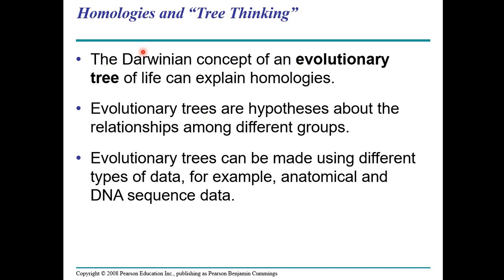Okay, homologies and tree thinking. The Darwinian concept of the evolutionary tree of life can explain homologies. Evolutionary trees are hypotheses. These are just hypotheses because they are still subject to change, subject to improvement or reclassification. Evolutionary trees are hypotheses about the relationships among different groups. They can be made using different types of data, for example anatomy or DNA sequence data. Okay? So, yan po yung ground.